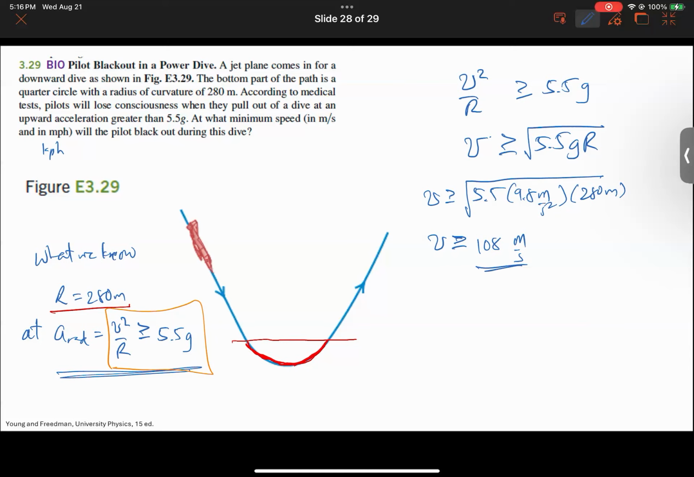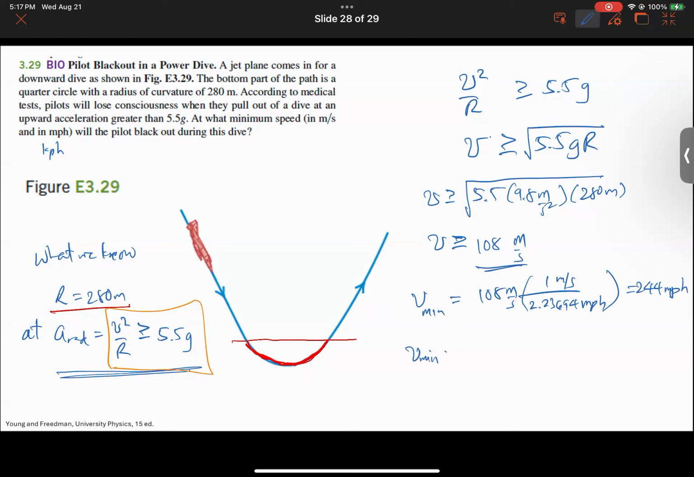So let's convert this to miles per hour. In miles per hour, okay, the minimum velocity is 108 meters per second. So 1 meter per second is 2.23694 miles per hour. Okay, so that's 244 miles per hour. Okay, na-imagine nyo ba kung gaano kabilis yan? Hindi, di ba? Kasi hindi tayo sanay gumamit ng miles per hour na units.